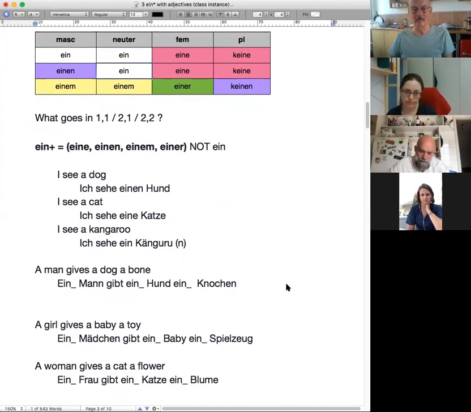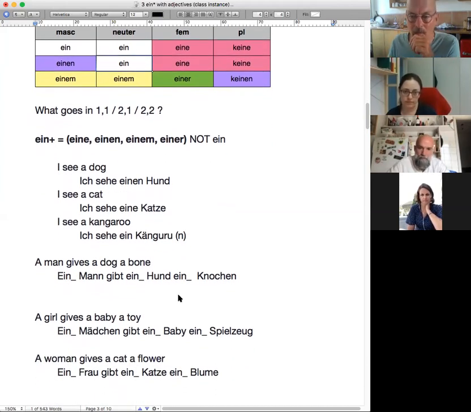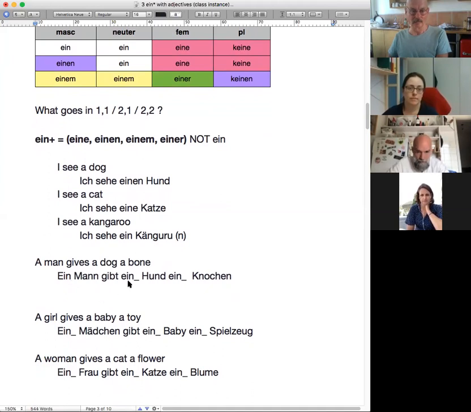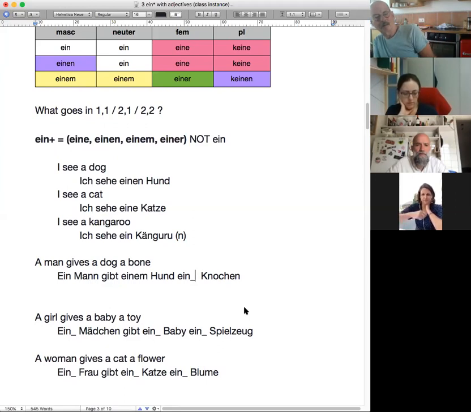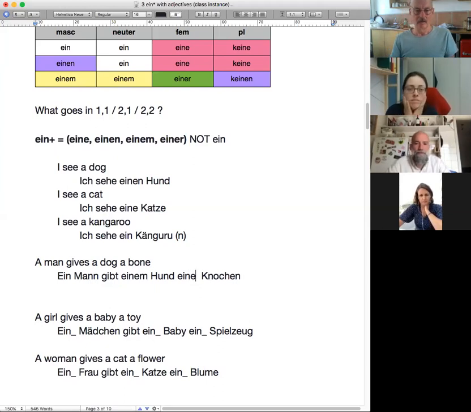A man gives a dog a bone. Jamie? Ein Mann gibt einem Hund einen Knochen. Einen Knochen, because they're all masculine. So why is that row three?